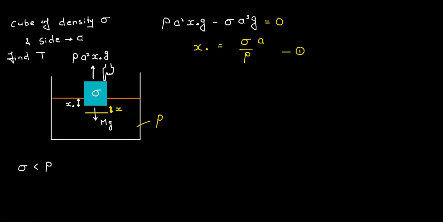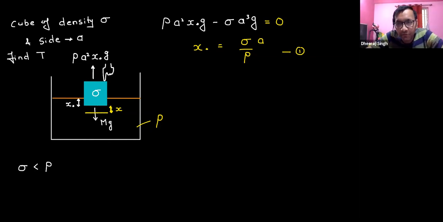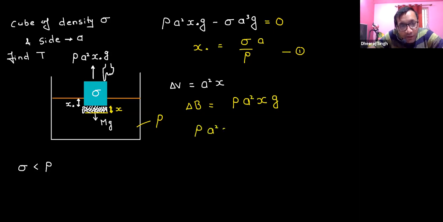Okay, Archit got something. Will there be an extra buoyant force because of the displacement? Because of displacement, there will be extra volume that goes inside the liquid. How much extra liquid gets displaced? a square into x. This is the extra volume that got displaced. So the extra buoyant force that gets developed is rho a square x into g. So the net force is this only, rho a square x g. This is the net force in the upward direction.